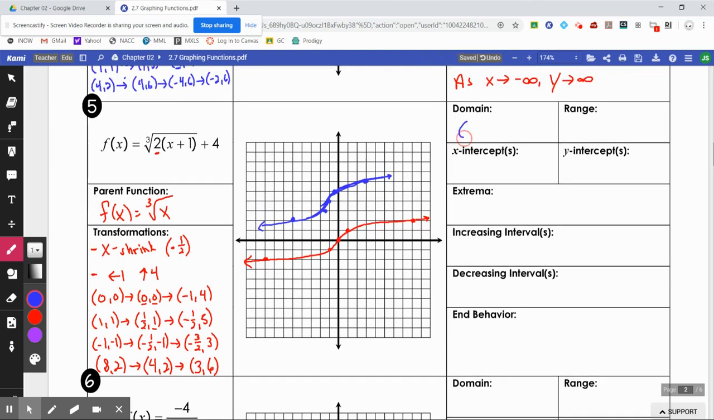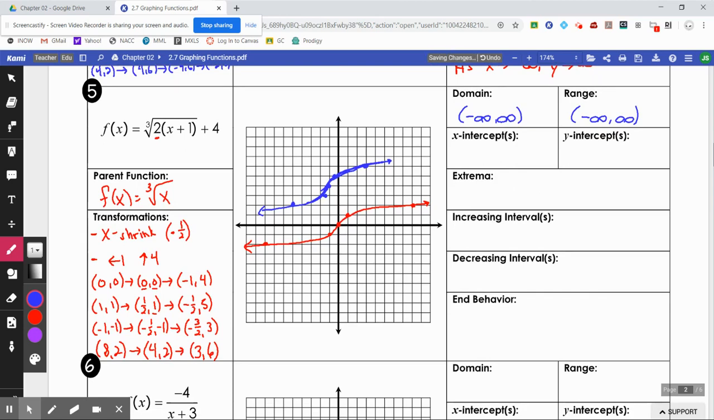Domain of your new graph would be from negative to positive infinity. The range would be down forever and up forever, so it'd be the same, all real numbers. X-intercepts. Again, in order to find that x-intercept, you can set your function equal to 0, move the 4 over, cube it, divide by 2, and subtract 1, and you should get negative 33, 0.